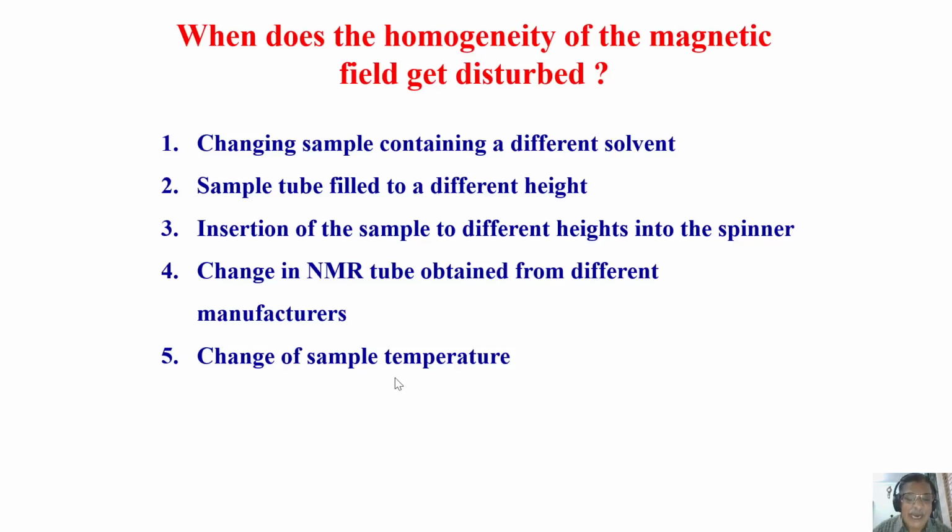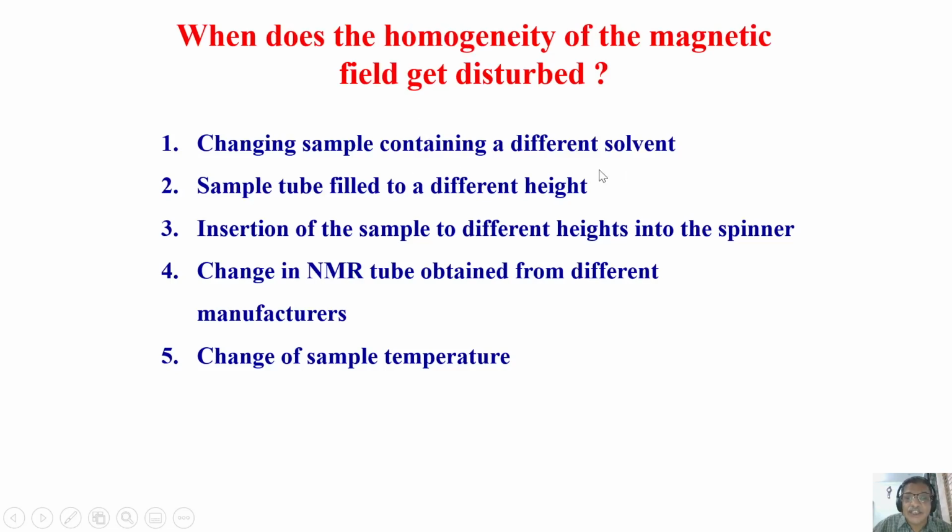Now the question you may ask me: okay, I will tune the homogeneity, everything. But why should homogeneity get disturbed? When I charge the magnet, tune once and keep quiet. I shim the magnet, make the field homogeneous and keep quiet. Why should it get disturbed again? Why should I do it again and again? That's the question you may ask. Remember, the magnetic field homogeneity, even if it gets disturbed microscopically, will be reflected in the spectrum.